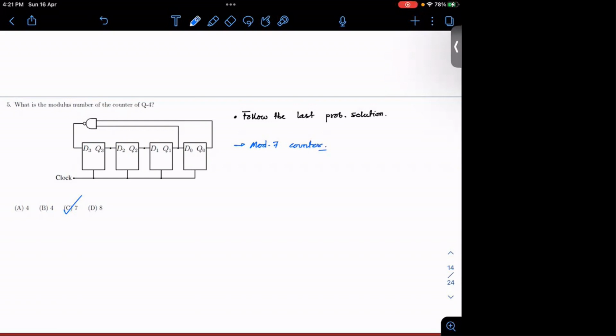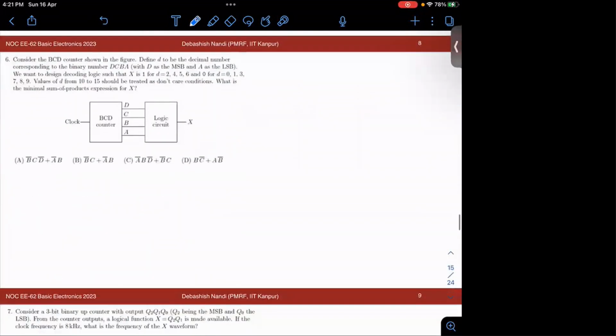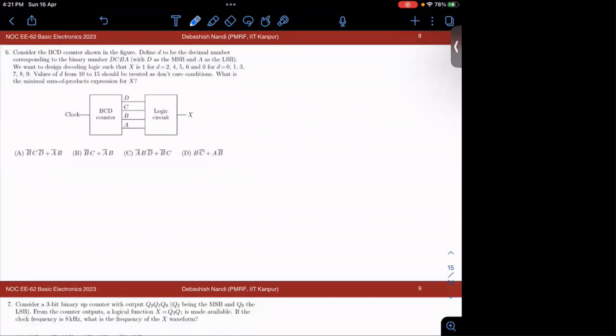In this way you can solve this kind of problems. So now let us move on to problem number 6. Problem number 6 is telling us that consider a BCD counter shown in the figure. Define D to be the decimal number corresponding to the binary number this. Okay, D is the MSB and A is the LSB. We want to design a decoding logic such that X is 1 for this.